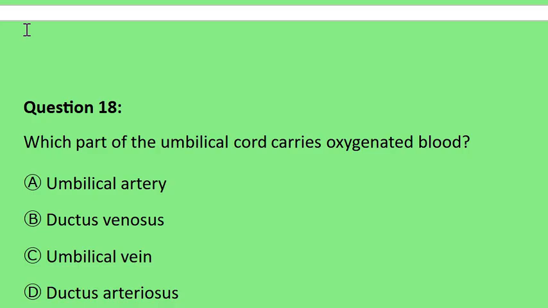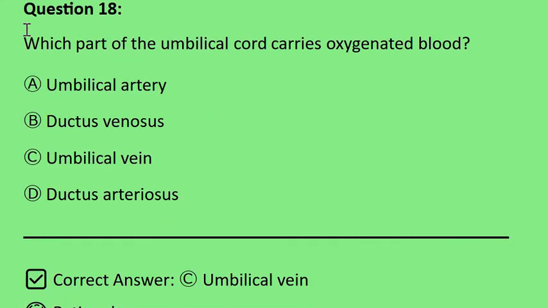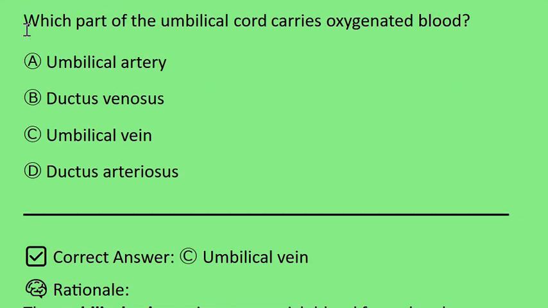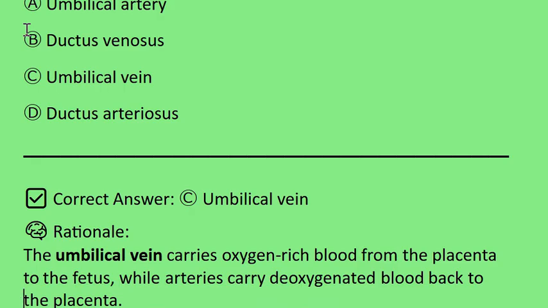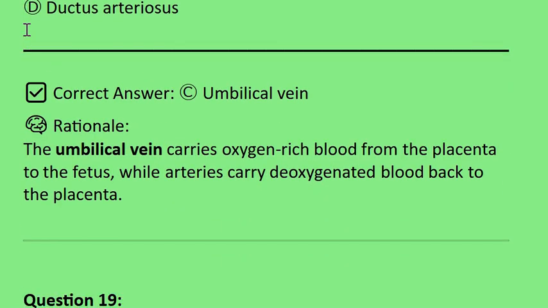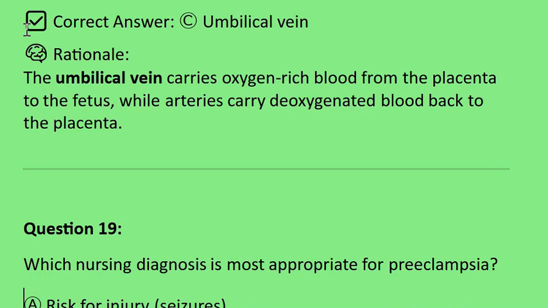In this scenario, the correct answer is option C, umbilical vein. The rationale is the umbilical vein carries oxygen-rich blood from the placenta to the fetus, while arteries carry deoxygenated blood back to the placenta. Always read the rationale for each question and do not skip the video because you will miss the most important information which we share with you.